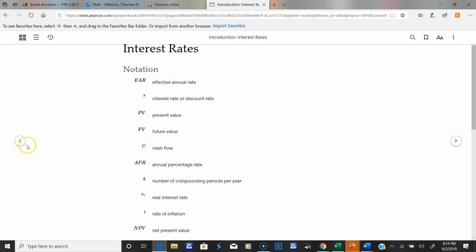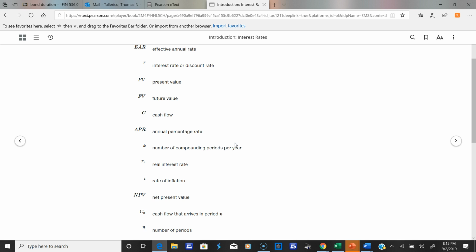But some of the notation that's used in the chapter: you notice the word EAR, that's effective annual rate. Again, that's the rate that is used with regard to compounding. The more you compound, the higher that will be. Here's the interest rate, also called the discount rate, and here's the present value, and here's the future value, and we'll go over these. And C is a cash flow.